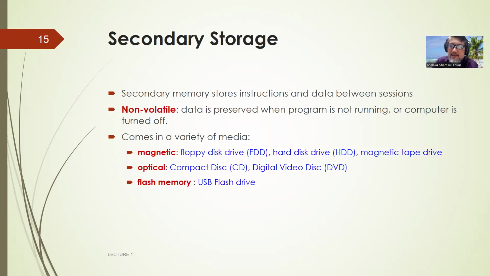And for secondary storage, there are many types, a variety of media that can be used. One is magnetic media, such as floppy disk, hard disk, and magnetic tape drive. Now we have the solid state drive. And then we have optical discs: compact disc, DVD, VCD. You still see those kinds of things.